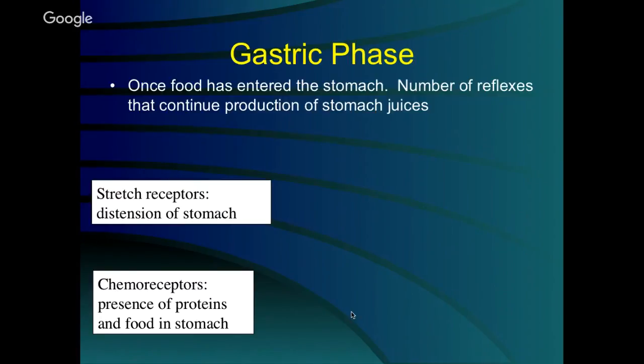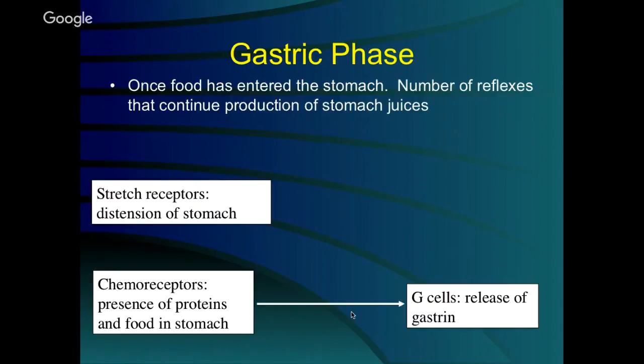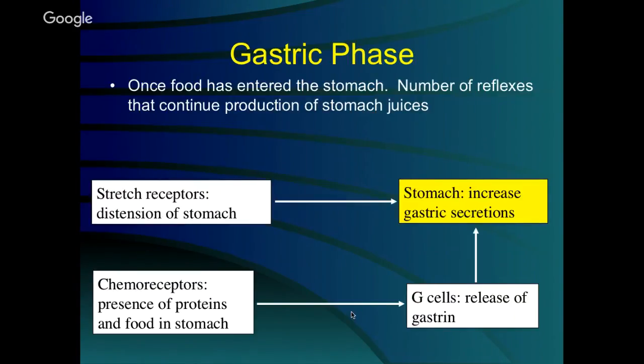So I'll start with the chemoreceptors. When they sense protein still present in the stomach, they send a signal to the G cells. The G cells, remember, are those enteroendocrine cells that release their secretions into the bloodstream. They release gastrin, a hormone, into the bloodstream, and gastrin is going to promote the increase of gastric secretions. So that's a hormonal path for that reflex, an endocrine path for that part of the reflex.